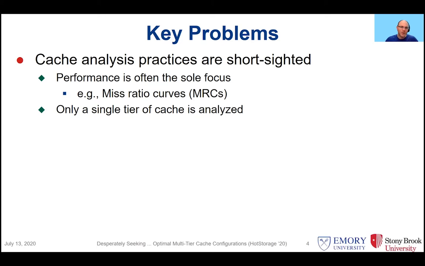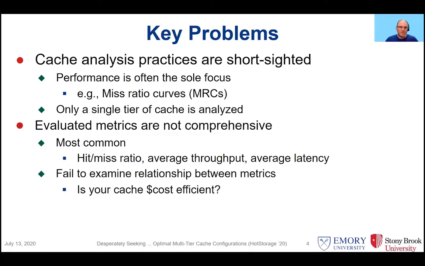However, cache analysis practices are short-sighted. They often focus solely on performance. Miss ratio curves are a prime example of this. These curves plot the ratio of cache misses as a function of cache size for a given workload and eviction algorithm. And they do have many uses, like evaluating eviction algorithms' performance or guiding allocation, but they don't extend well into multi-tier systems.